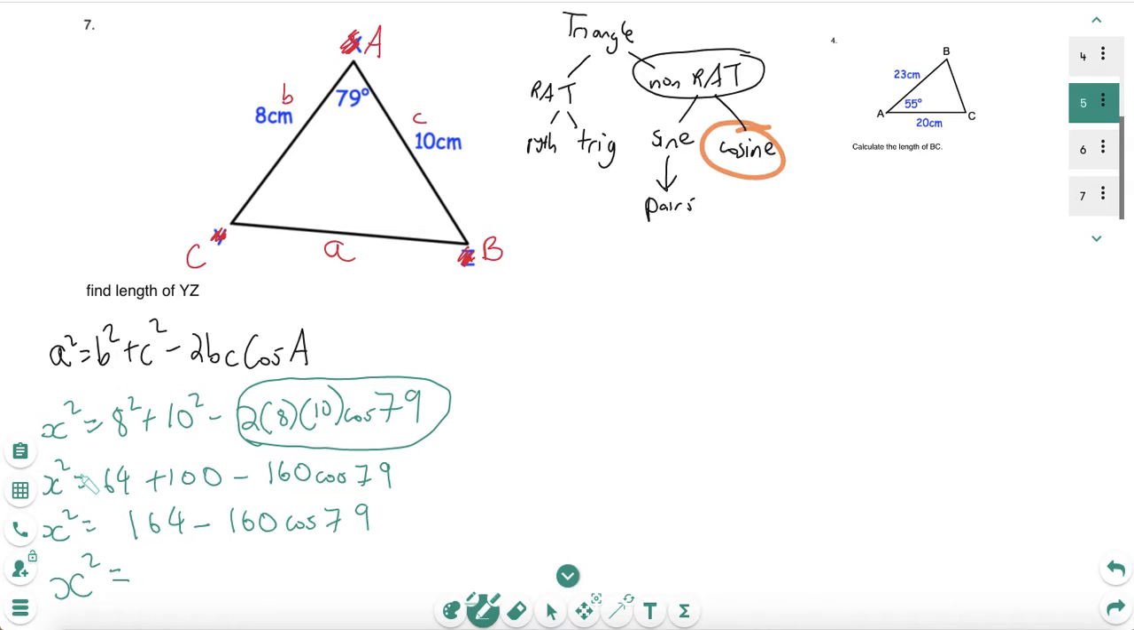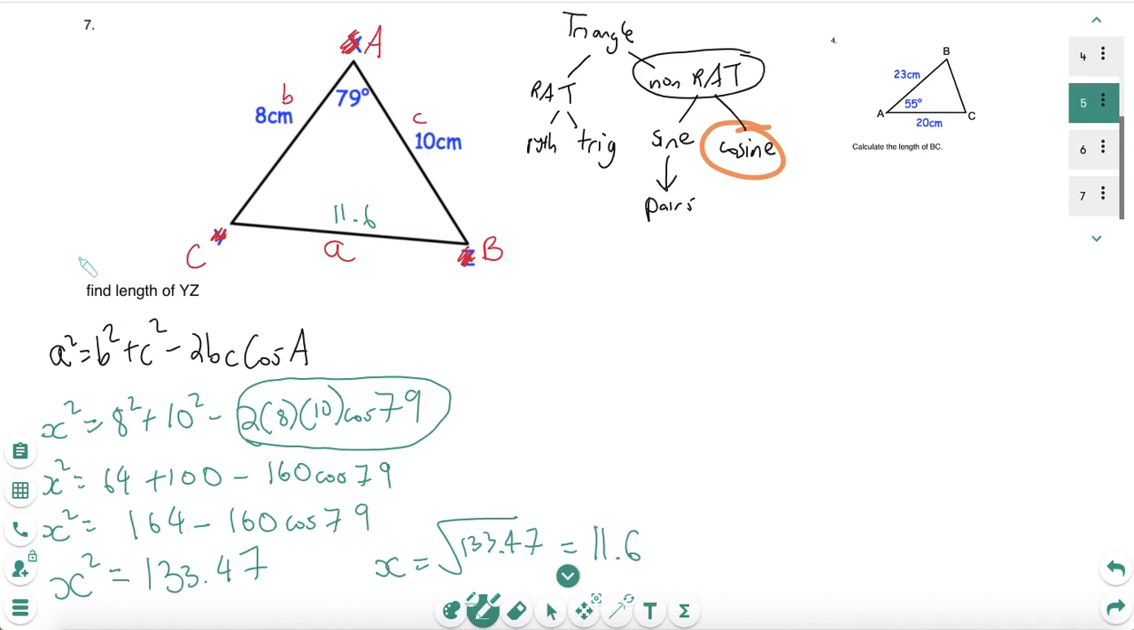164 minus 160 cosine 79. Let's put it all into your calculator, okay? Now, x squared is 133.47, so to find x, you just square root 133.47. And that will give us our answer: 11.6. And that's your answer, 11.6.